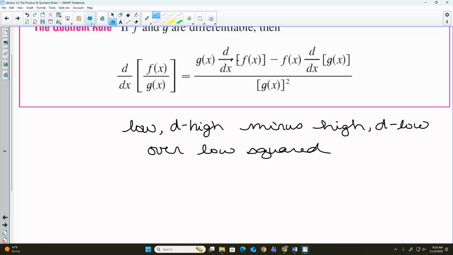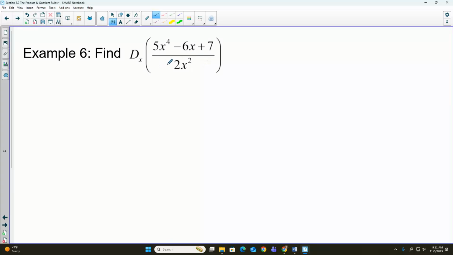So let's walk through one and I'll kind of explain as we go. I'm going to start with a fairly easy one. Now this one, would it be easier to probably simplify it first? Absolutely. But since I'm teaching you the product or the quotient rule, I'm going to use the quotient rule to get it.